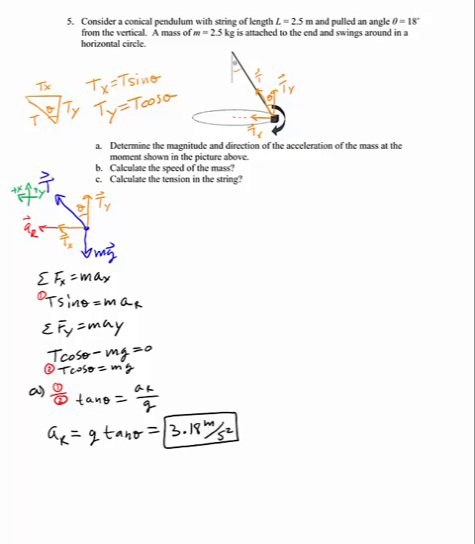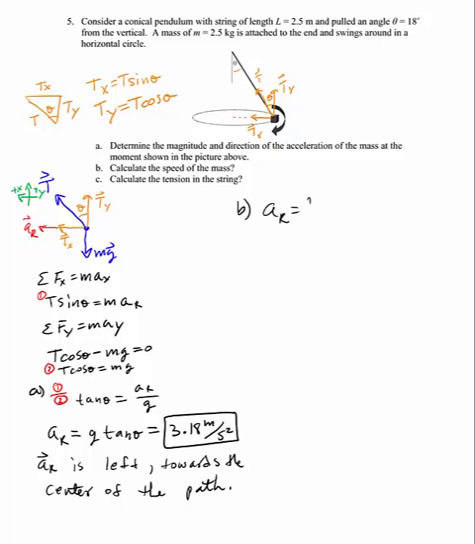squared. Then I would say a radial is left towards the center of the path at that moment drawn. Okay, part B is to calculate the speed of the mass.